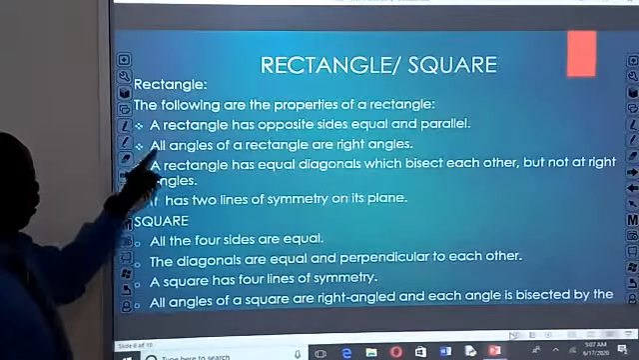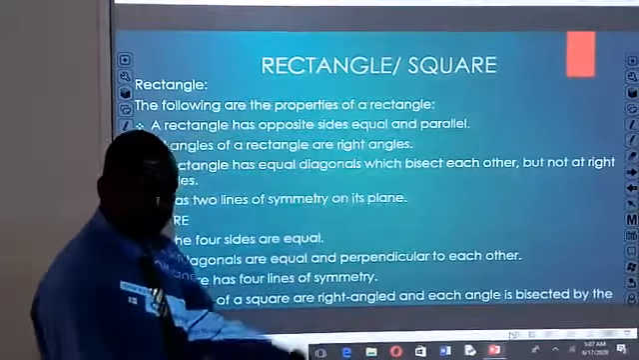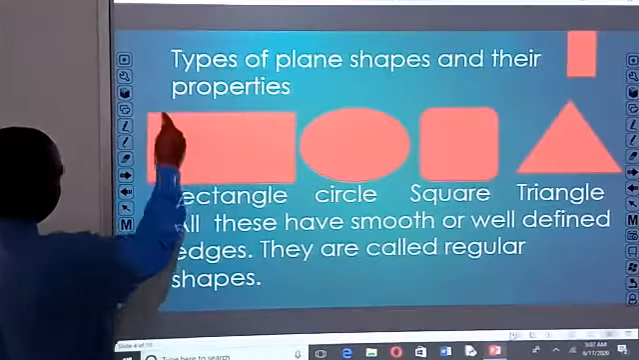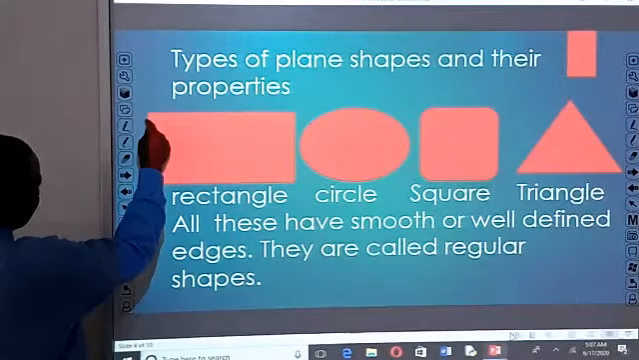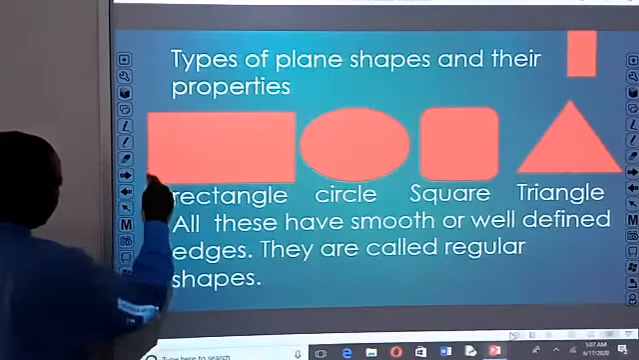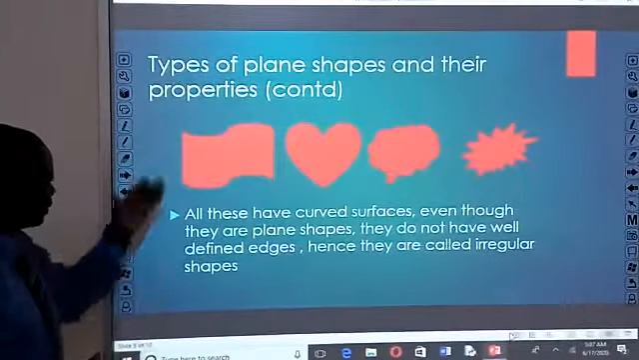Okay. All angles of the rectangle are right angles. Now, if you look at this particular plane, this is the rectangle. This place is the rectangle. This place is the rectangle. This place is also the rectangle. That is how you know the rectangle shape.